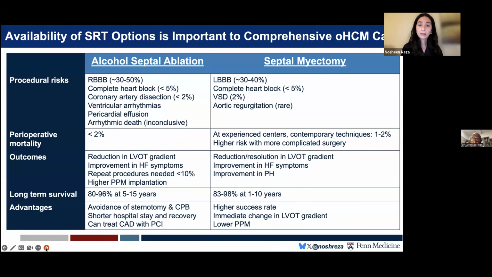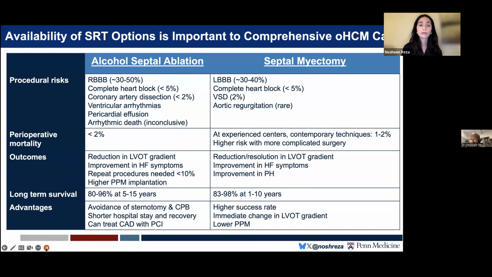So the availability of septal reduction therapy is an important aspect of what we consider comprehensive HCM care. Here I'm briefly comparing and contrasting alcohol septal ablation and septal myectomy in terms of their procedural risk, perioperative mortality, outcomes, long-term survival, and relative advantages and disadvantages. And overall, while the procedural risks are of course different between a percutaneous procedure and an open heart cardiac surgery, mortality remains very low in the hands of experienced operators for both procedures.